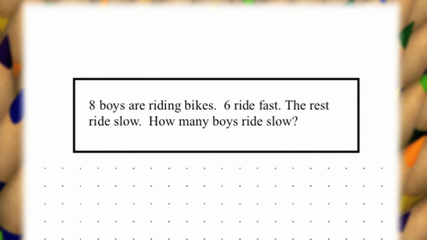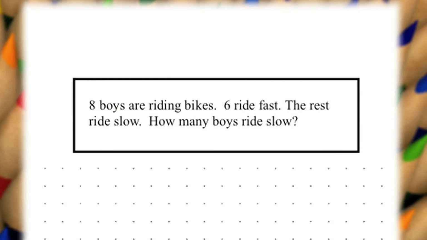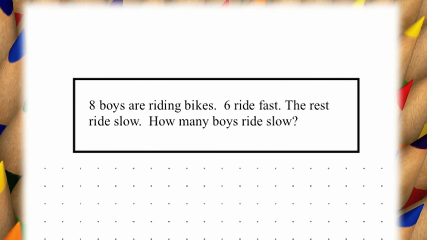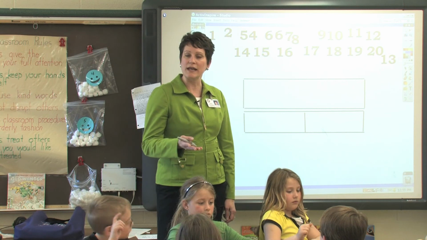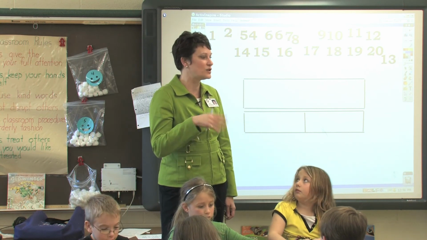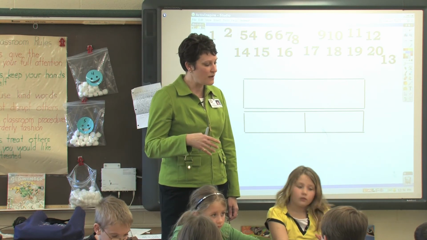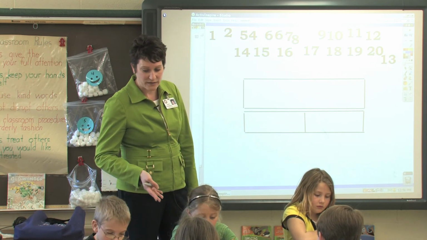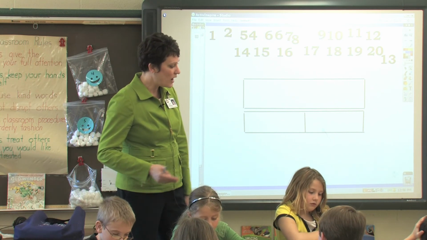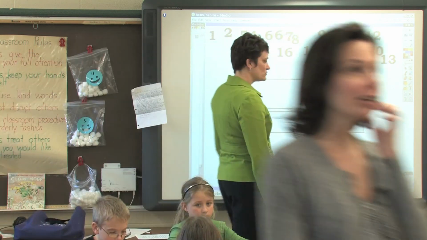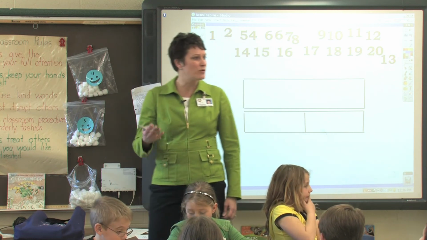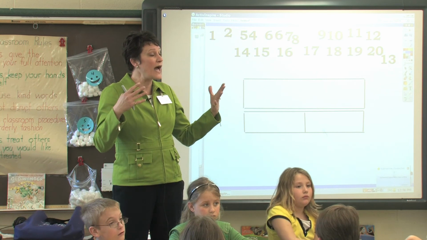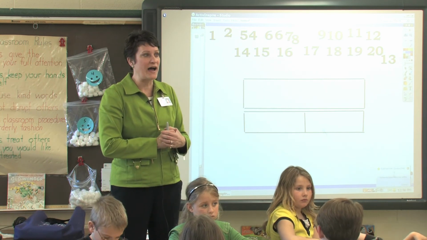8 boys are riding bikes. 6 ride fast, the rest ride slow. How many boys ride slow? So now I'm going to read it again, but I'm not going to put the numbers in there. I'm going to use the word some. So, some boys are riding bikes. Some ride fast, the rest ride slow. How many boys ride slow? Does that kind of help you when we don't even think about the numbers and we're just telling a story? Yeah. So now, what do they want us to find out?